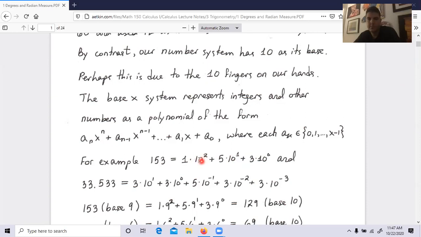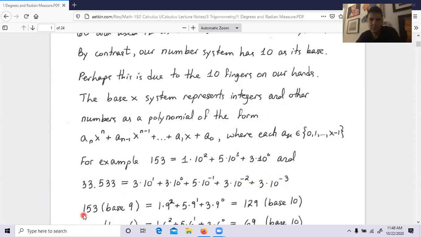So it's a polynomial, but we call it base 10 because you see we have a base. It's like the base of an exponential here. 10 squared, 10 to the 1, 10 to the 0. Make sense? Or the number 33.533 is what? It is 3 times 10 to the 1 plus 3 times 10 to the 0 plus 5 times 10 to the minus 1 plus 3 times 10 to the minus 2 plus 3 times 10 to the minus 3. Do you understand? So you're using base 10 in that sense.